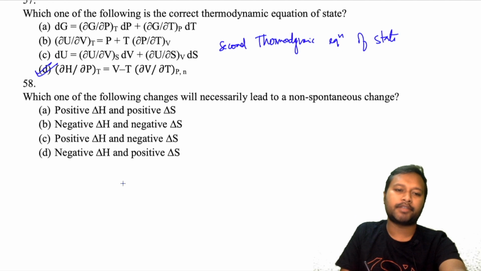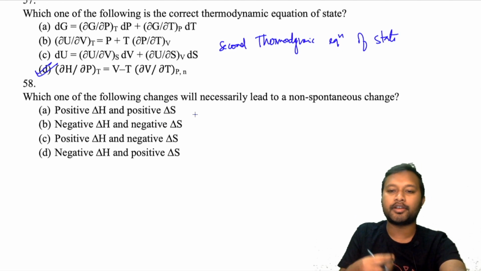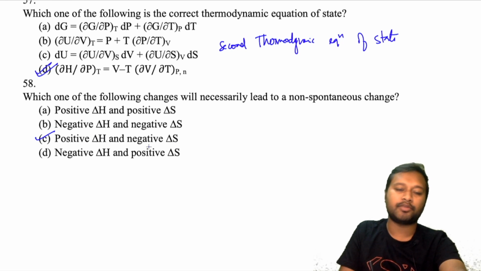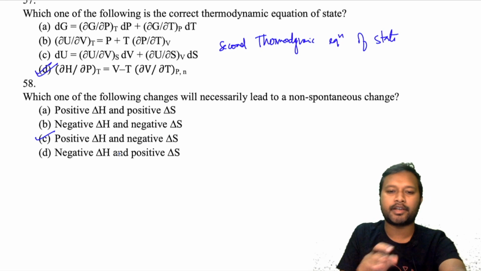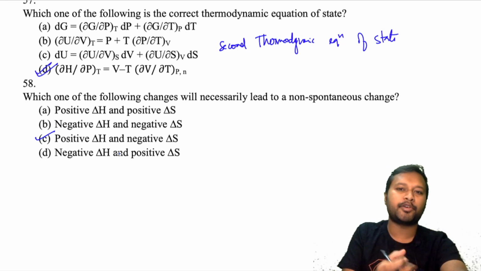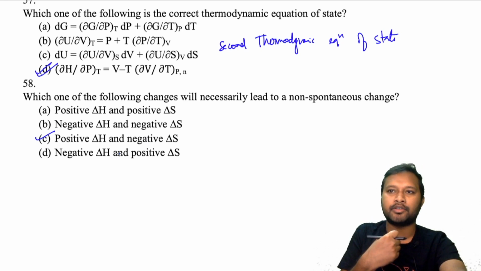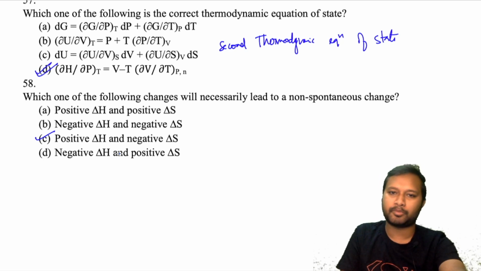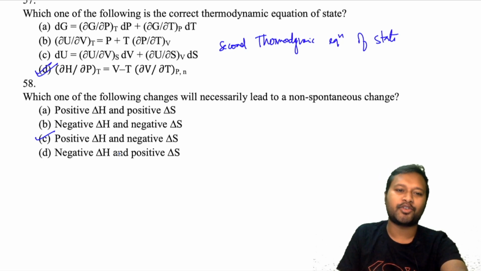Okay. The next one says which one of the following changes will necessarily lead to a non-spontaneous change. So the answer will be option number C, which says positive delta H and negative delta S. You know that delta S, if it is negative, that's non-spontaneous. Delta H positive means that the reaction is actually an endothermic reaction. Endothermic reactions are non-spontaneous. Exothermic reactions are spontaneous. All right, let's go for the next one then.